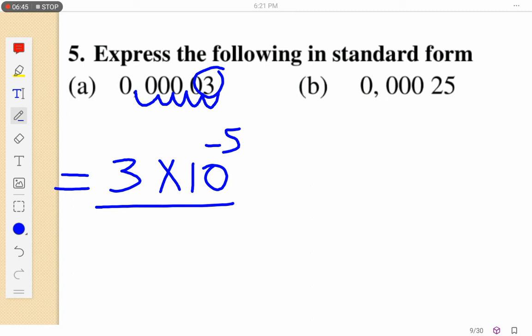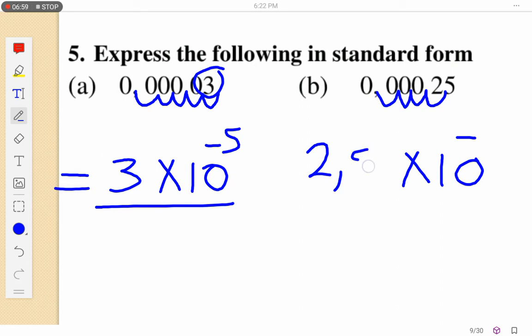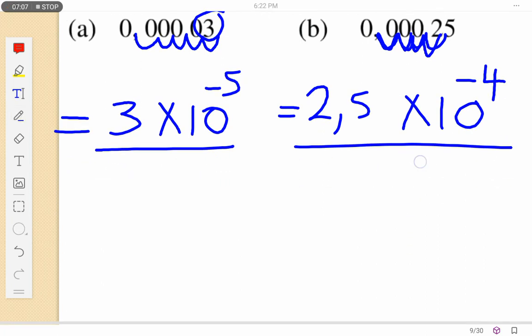It's also going to be a negative power. So I can say times 10 to the power of what? Minus what? I will count minus 1, minus 2, minus 3, minus 4. I have a number, so I'll stop at 2 there. So I say 2.5 times 10 to the power of minus 4. That's what we do. Let's go to the next one.